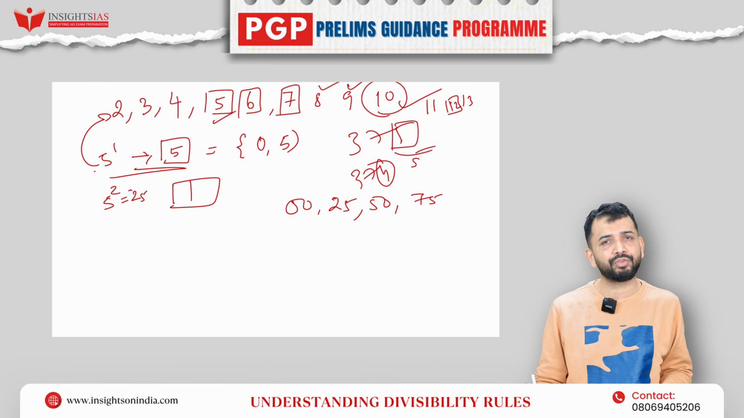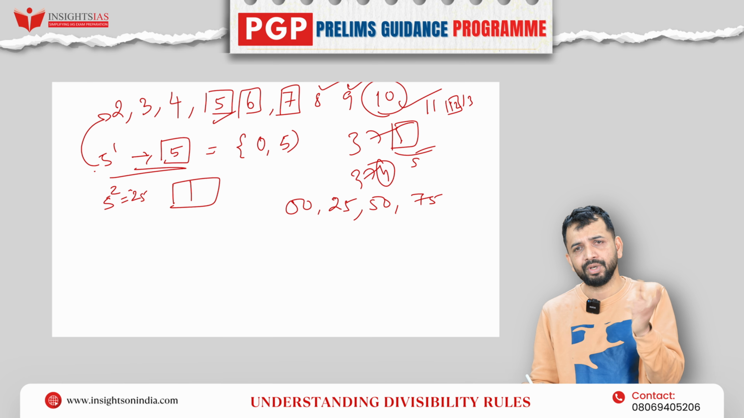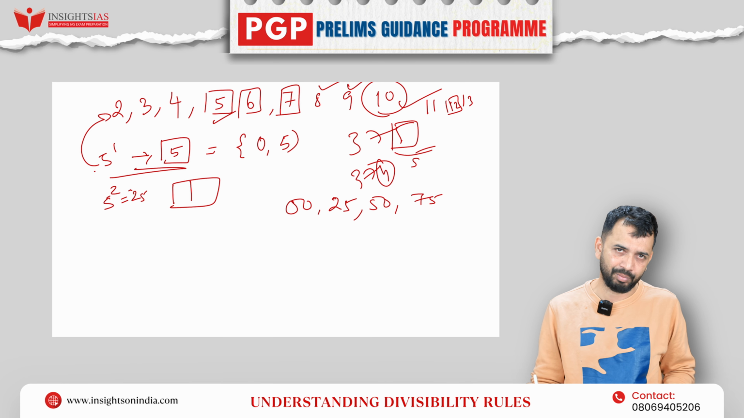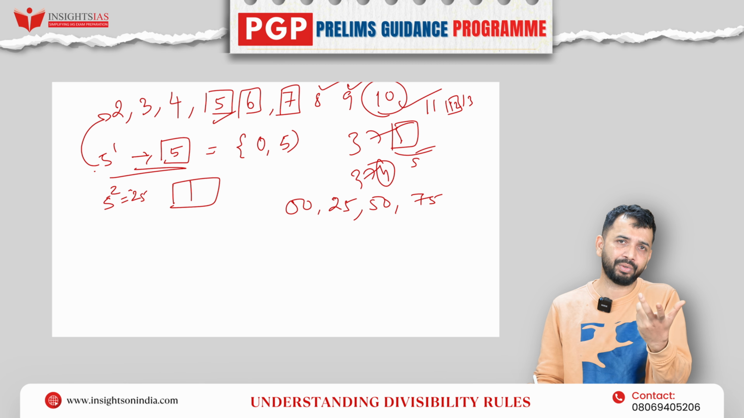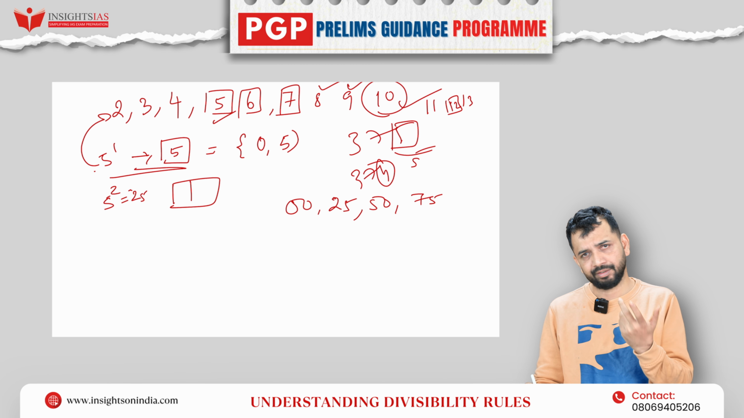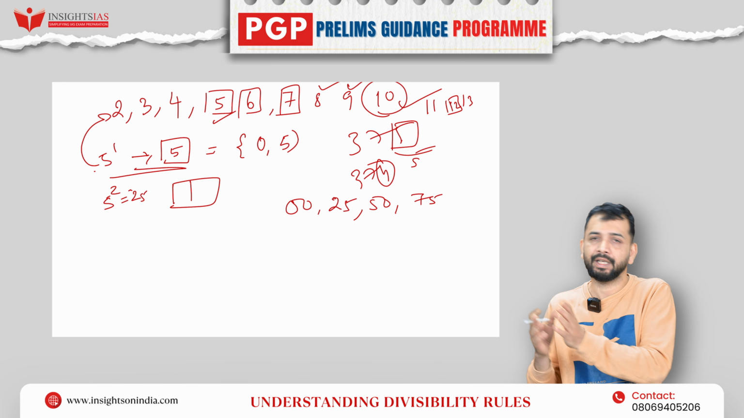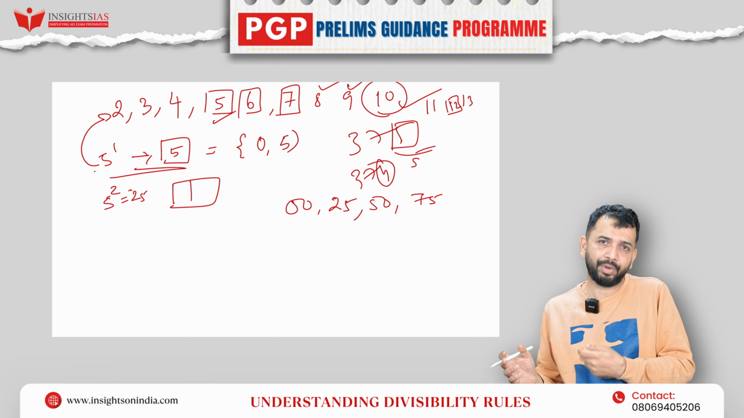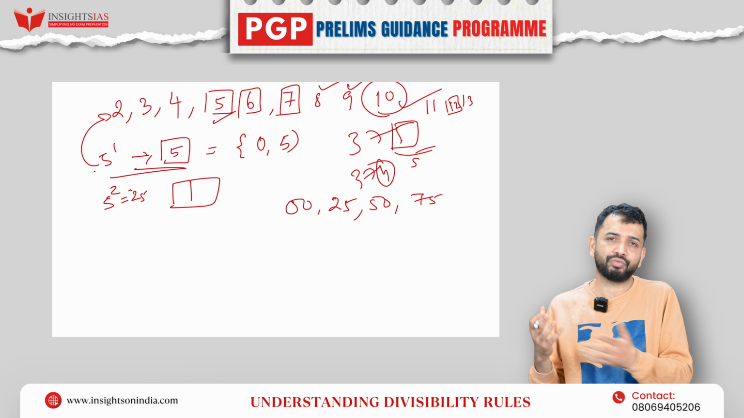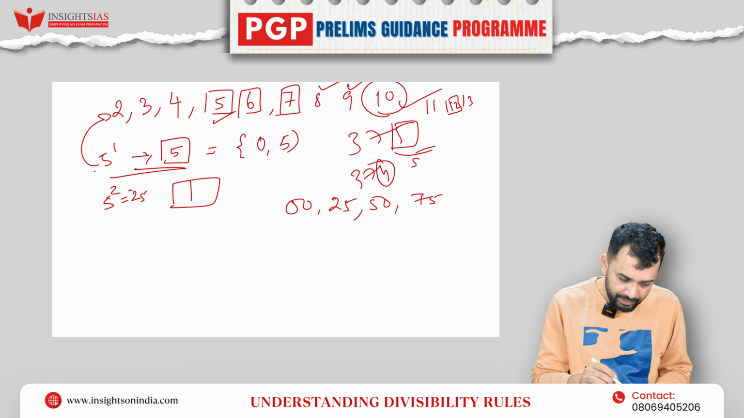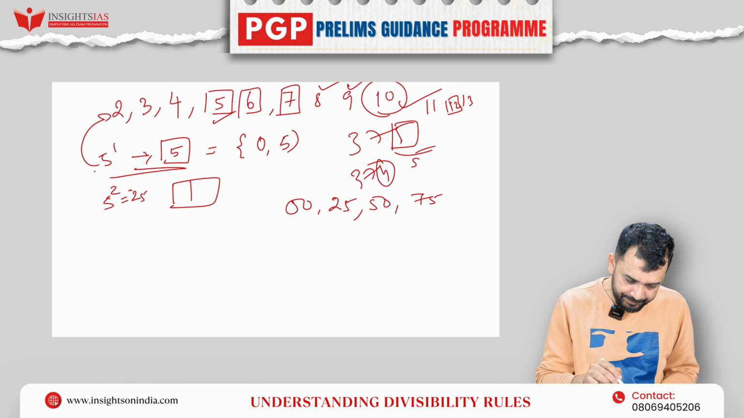The same goes with the rule of 5 cube, that is for 125. If you want to check, the last 3 digits have to be checked. If the last 3 digits are divisible by 125, then the entire number is divisible by 125. The logic remains the same. The first parts, 100, 10, all these are divisible by 5, 25 because of the pairs of 2 5s and 2 2s and so on, right? So that is the logic.